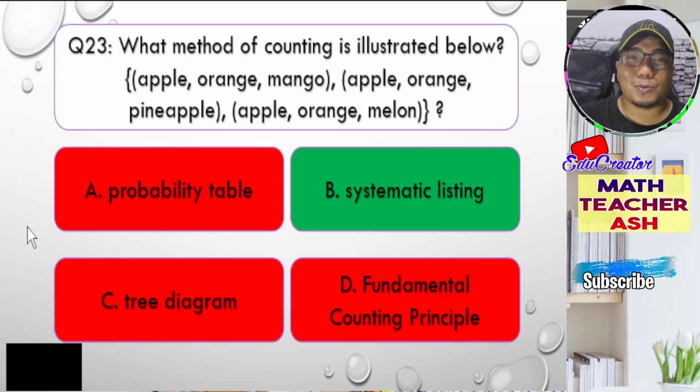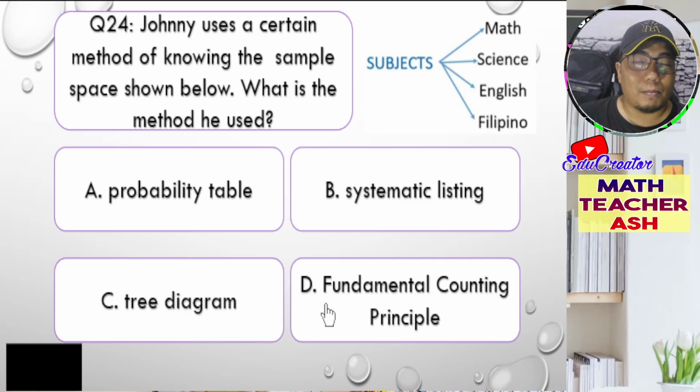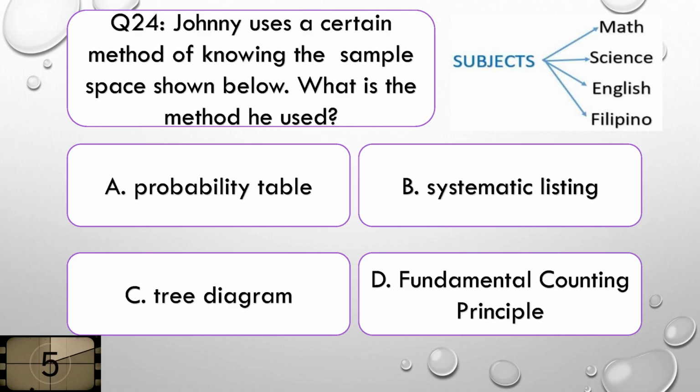Now let us go to question number 24. Johnny uses a certain method of knowing the sample space shown below. What is the method he used? Shown at the right, we have here subject, and then it is arrowed with math, science, English, and Filipino. Is it A, probability table, B, systematic listing, C, tree diagram, or D, fundamental counting principle? I'll give you 5 seconds to think about your answer.